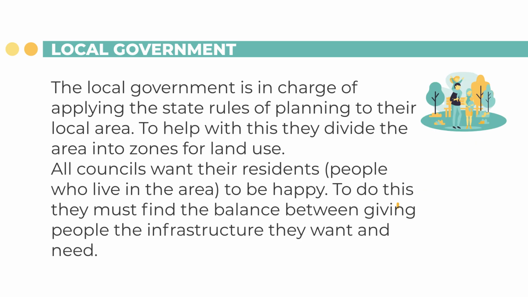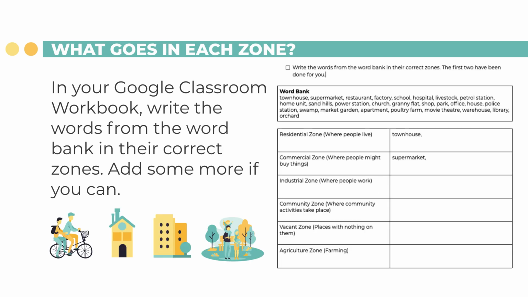Local government is in charge of applying the state rules of planning to their local area. To help with this, they divide their areas into zones for use. All councils want their residents, the people that live in their area, to be happy. To do that, they have to find a balance between giving people the infrastructure that they want and the infrastructure that they need as well.